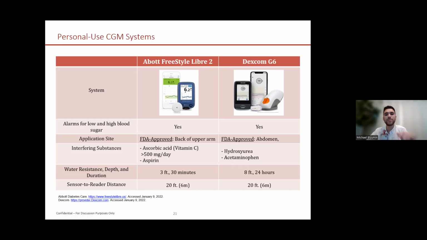In terms of water resistance and depth, unless you're a deep sea diver, both of these are pretty much reliable for regular life activities. And the sensor to reader distance is the same for both. This is the distance between how far your reader can be from your sensor, basically from your body, to ensure you're still capturing all of that data.